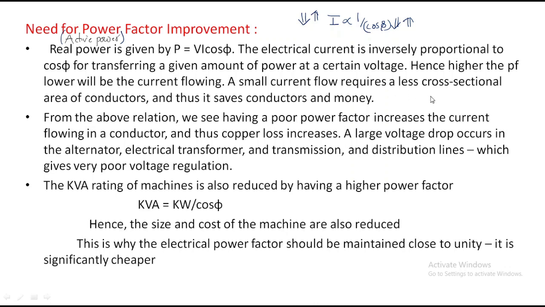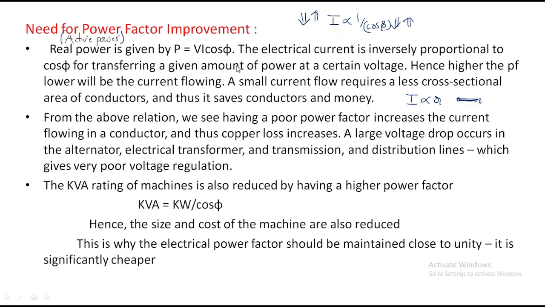A small current flow requires less cross-sectional area of conductors. In order to decrease the current, it depends on the cross-sectional area of the conductor. What is cross-sectional area? This area is known as the cross-sectional area of the conductor. Thus it saves the conductor money. The less cross-sectional area of conductor we use, the more money we save.